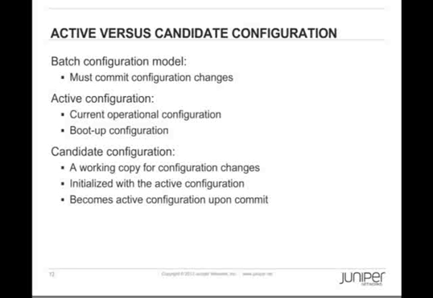So we're going to talk about how the configuration works within Junos. Within Junos, you have an active and a candidate configuration. The active configuration, think of that as the running configuration. We boot up the box, and it's the one that's operational. It's basically the one that's running right now if you have not performed a commit as of yet.